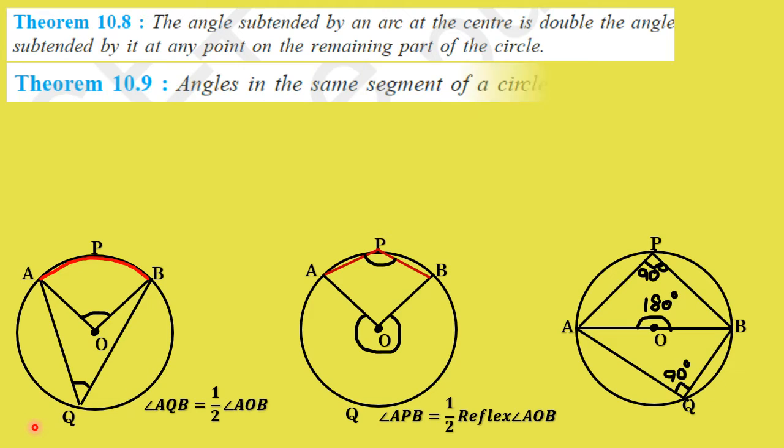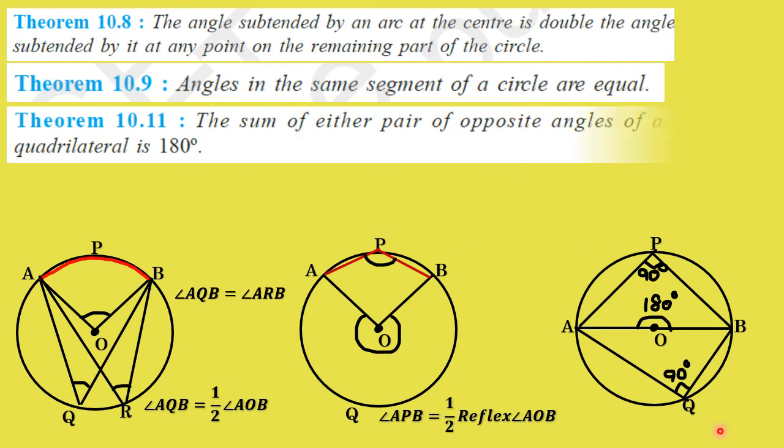So now the next theorem: angles in the same segment of a circle are equal. Here in the first figure, angle AQB is the angle subtended by this arc APB at Q. Now it will be the same as angle ARB. If you take any point here, all will be the same. AQB equals ARB.